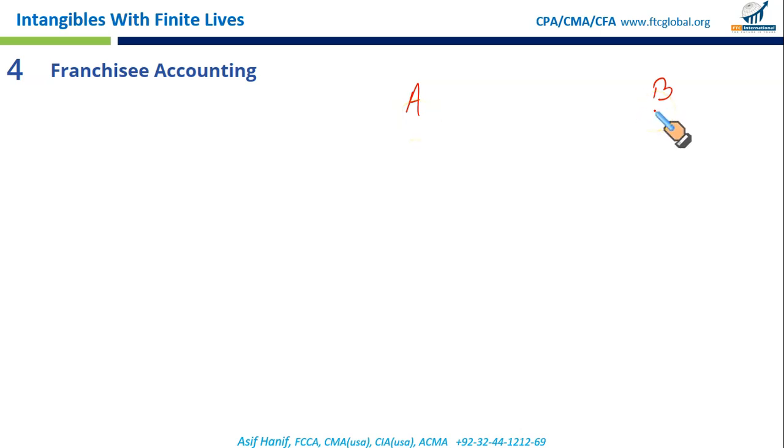Let's say we talk about this. A is a franchisor. A and B enter into a franchise agreement whereby B would pay a $50,000 upfront fee to open a franchise, and this is expected to last 10 years. Let's say this is the term of the franchise. Now this $50,000 received by A will be amortized over 10 years.